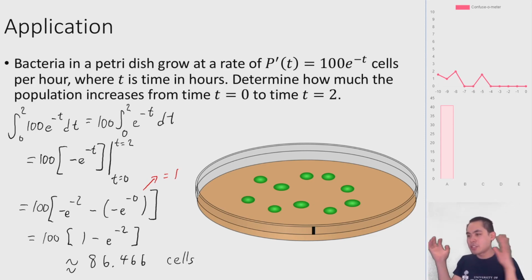Now, obviously, this is just a model, because you can't have 0.466 cells, but it's still a model that gives you a good approximation of how many more cells there are after 2 hours.